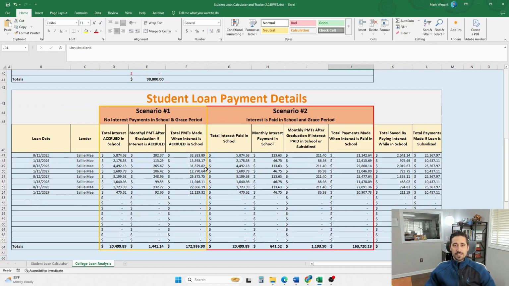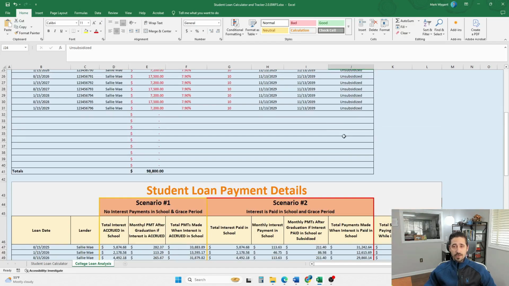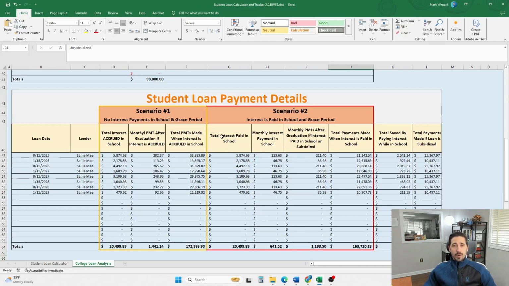Again, if we're subsidized, there's no interest involved anyway until after our grace period, so it's a completely different scenario. You'll see here, if we pay interest in school like we noted above on the unsubsidized loans, that while we were in school, the total interest that we paid was $20,499, okay? I realized I had a quick edit I needed to make while I was going through that. So the interest payment that we have to pay while we're in school, you can see that right here.